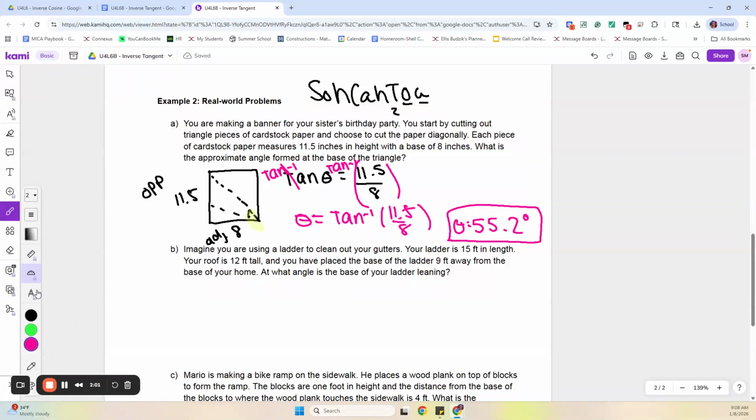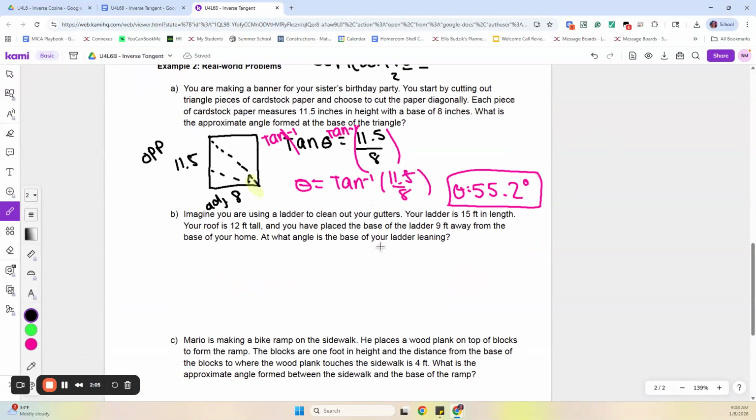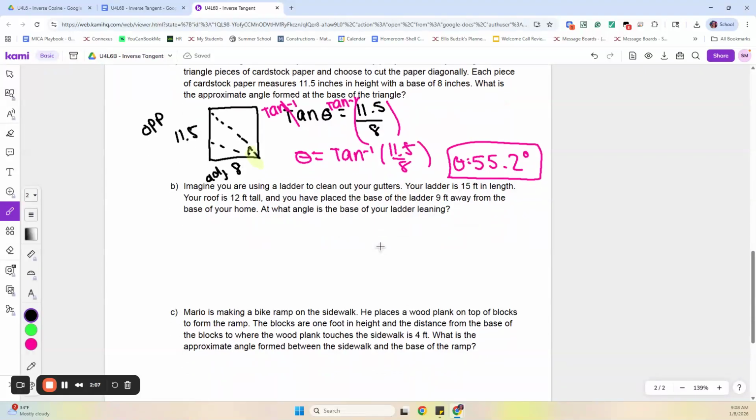And then part B, imagine if you were using a ladder to clean out your gutters. Your ladder is 15 feet in length and your roof is 12 feet tall. You have placed the base of the ladder 9 feet away from the base of your home. At what angle is the base of your ladder leaning?